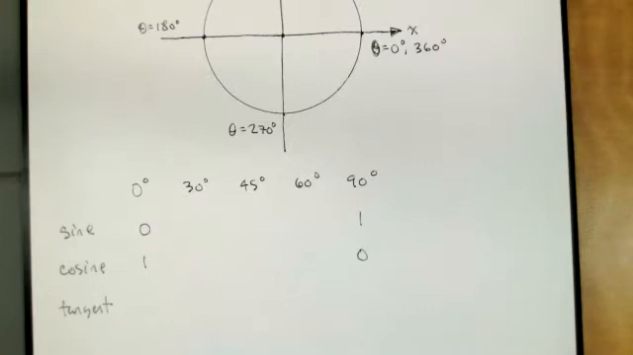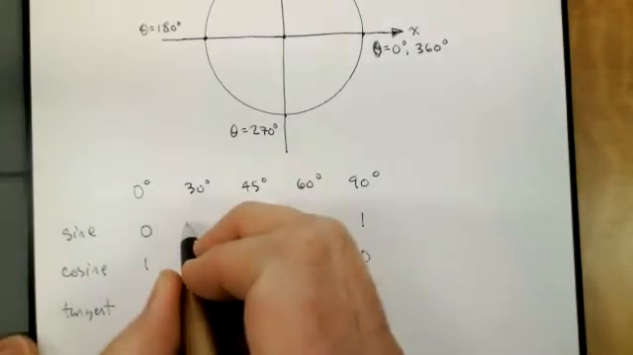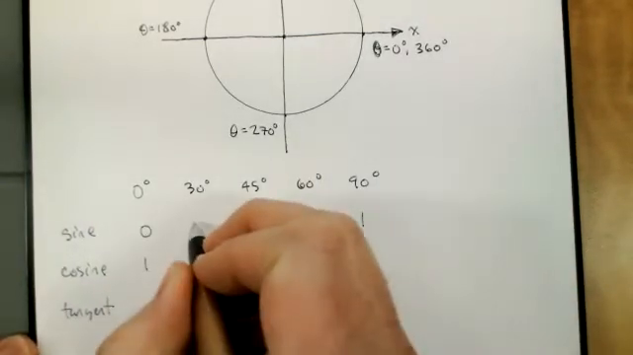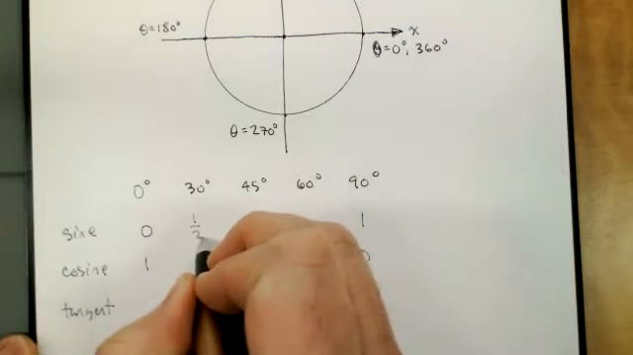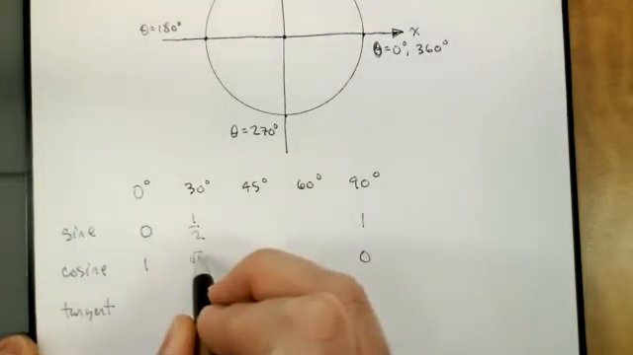So a good way to remember this is to remember that sine starts at 0 and counts up to 1, where cosine starts at 1 and counts down to 0. And at 30, 45, and 60, they all go through the same values. If we remember that sine of 30 is a half, cosine of 30 is going to be square root of 3 over 2.